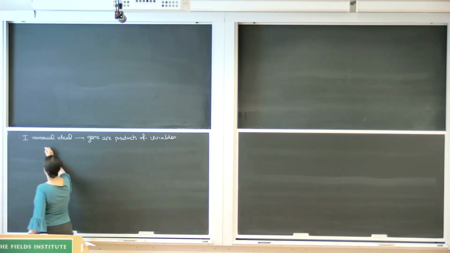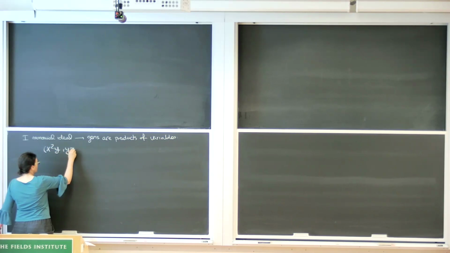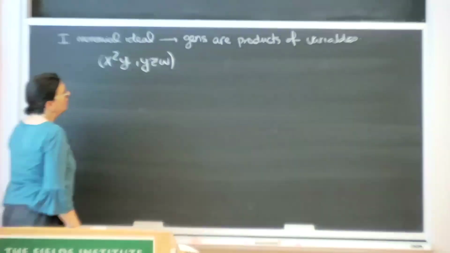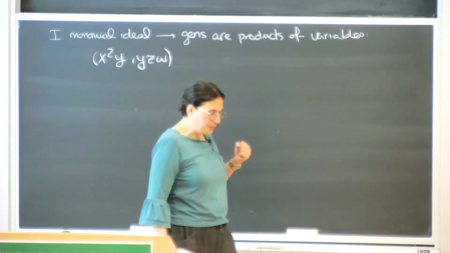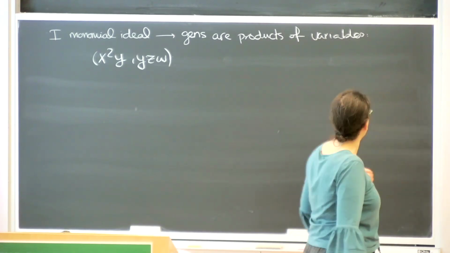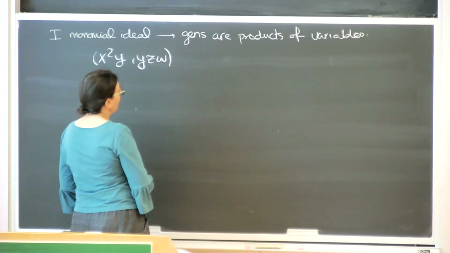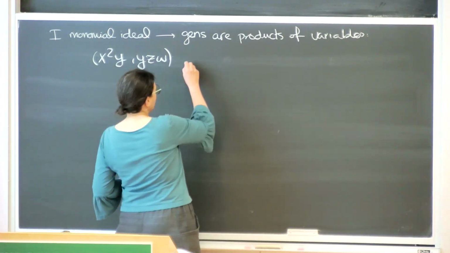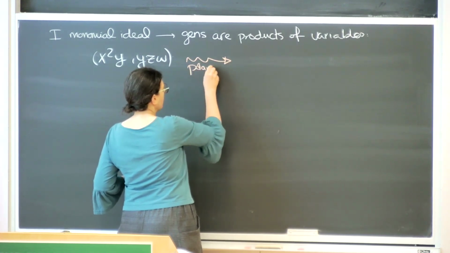For example, x squared y, y, z doubled. Okay? And for a lot of, not for all practical purposes, but definitely for my practical purposes in this class, we can reduce to square-free monomial ideals. So, and this reduction is called polarization.